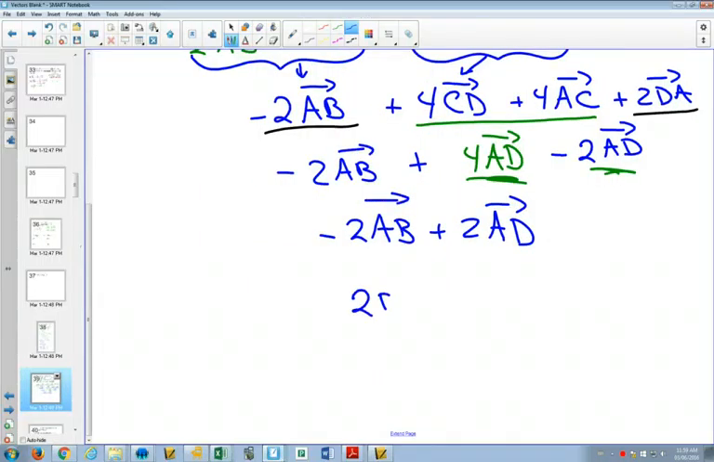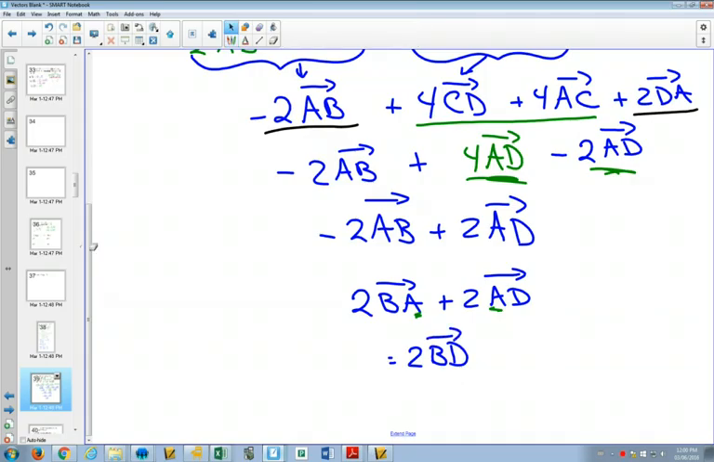If I change this one back to positive, you sort of see that it's important that if you're adding vectors, the ending point of one needs to be the starting point of another one. So if I'm going from B to A and then from A to D, this will be the same as going 2 from B to D.